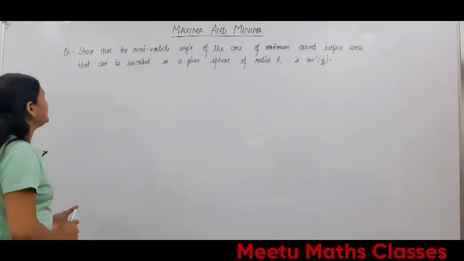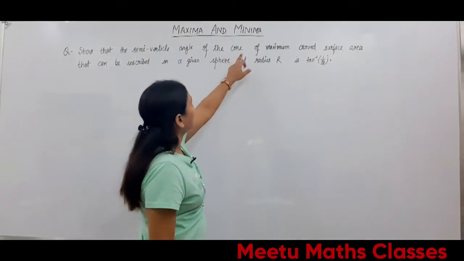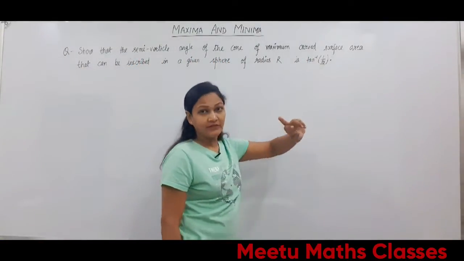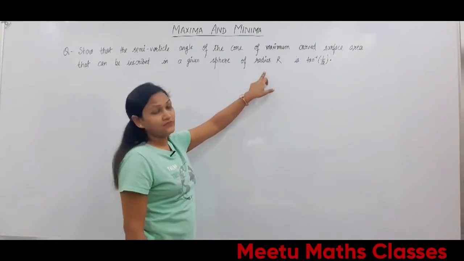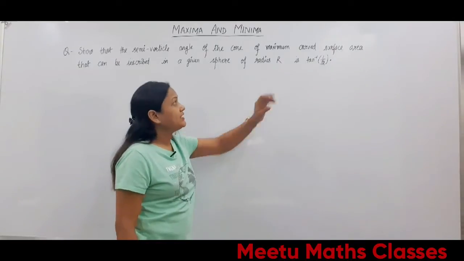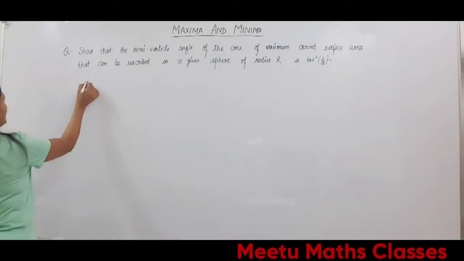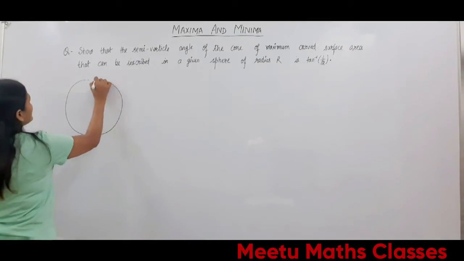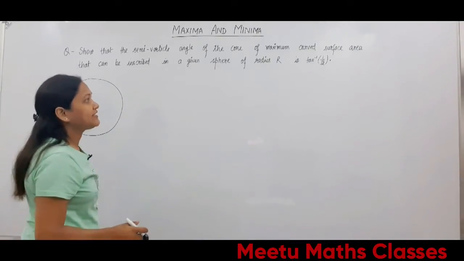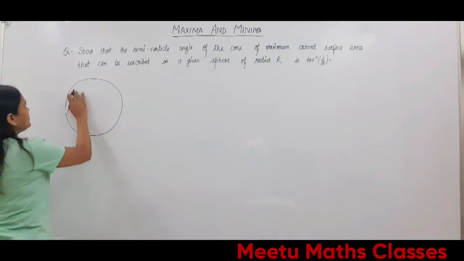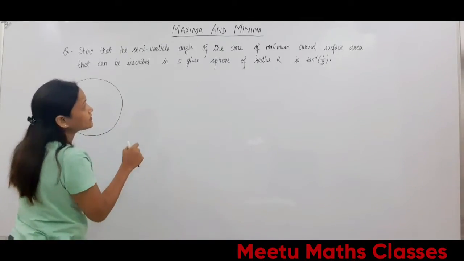The question of the day is, show that the semi-vertical angle of the cone of maximum curved surface area that can be inscribed in a given sphere of radius r is this. So you have a cone inscribed in a sphere whose radius is given. So anything that is given can be considered as constant. So the radius of the sphere is given, so r can be considered as constant.